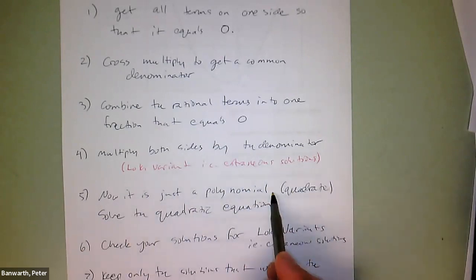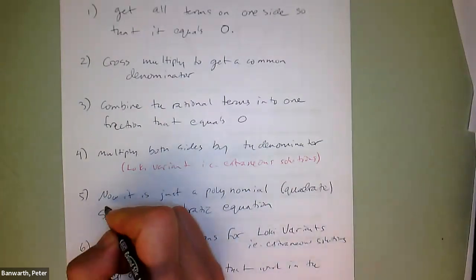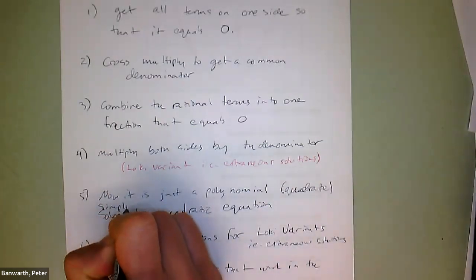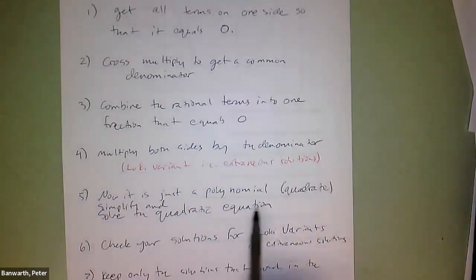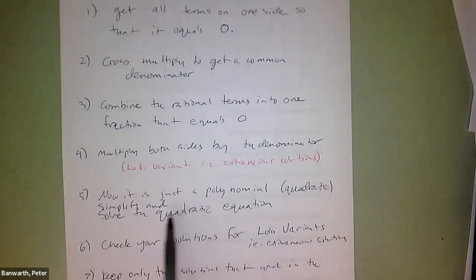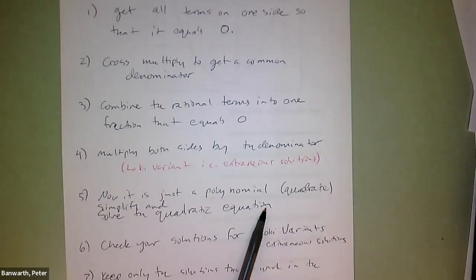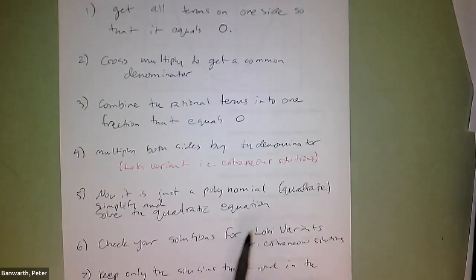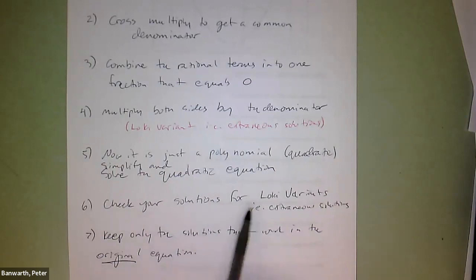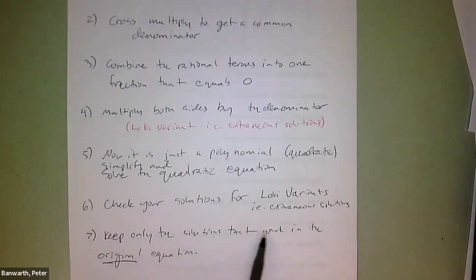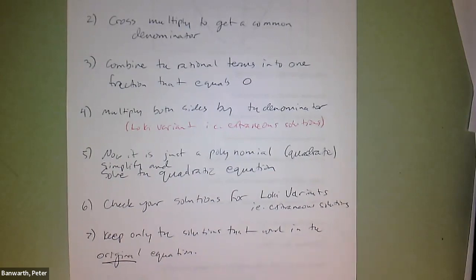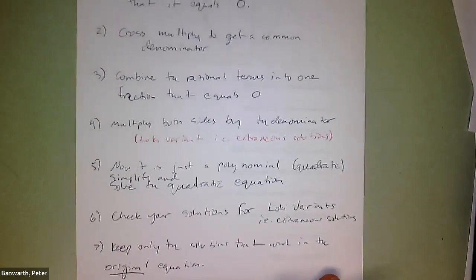Now it's just a polynomial. So I kind of forgot right here, simplify and solve, right? It might be a polynomial that looks bad, but once you simplify, it's going to be a quadratic equation, almost certainly, that you can solve either by factoring or by the quadratic formula. You're going to generate one or more solutions, so check your solutions for Loki variants, and then keep only the solutions that work in the original equation. That might be one solution, that might be both solutions, or that might be no solutions. Any of the three are possible.